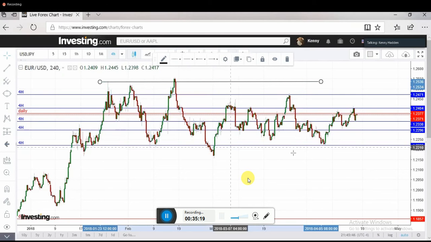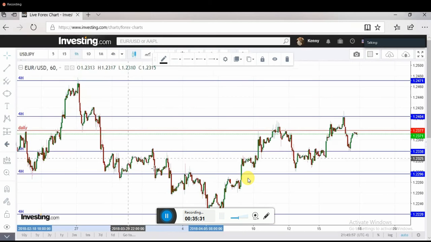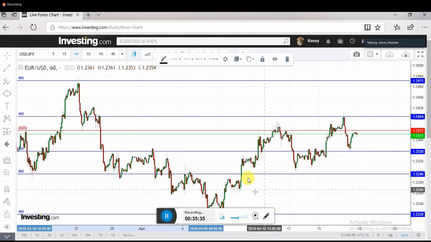And use this line right here. It told me that this was going left to right. But if you break it down, if you go into like the 1 hour chart, it becomes a whole different picture to where you're trading.